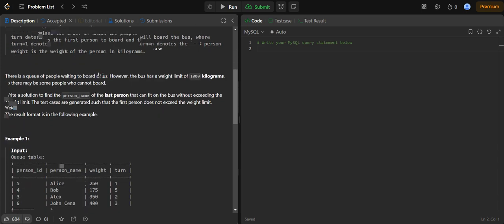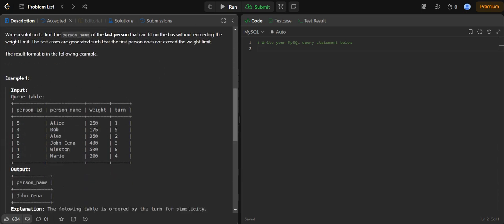Now let us see the example table. It has six persons, with different weights and different turns. First Alice will get in, 250. Then Alex: 250 plus 350 gives me 600. Both will get in. Then third, John Cena, 1,000. So the limit has reached 1,000. So John Cena will be the last.